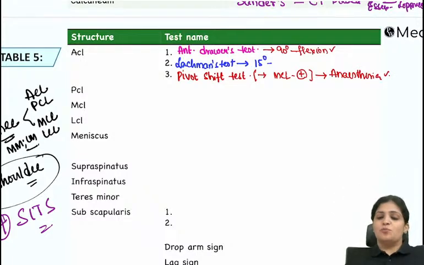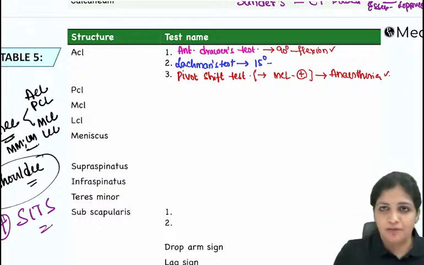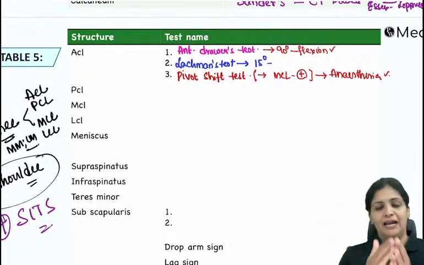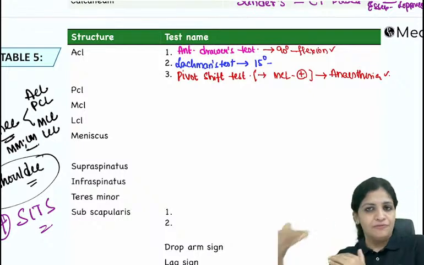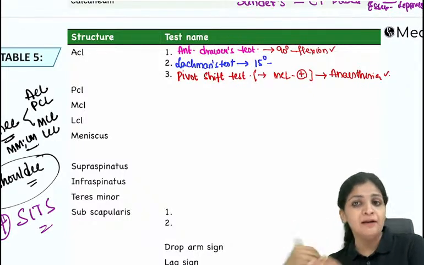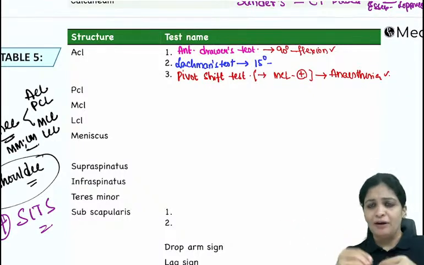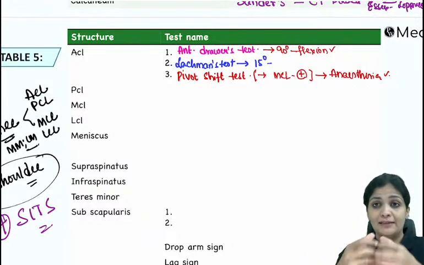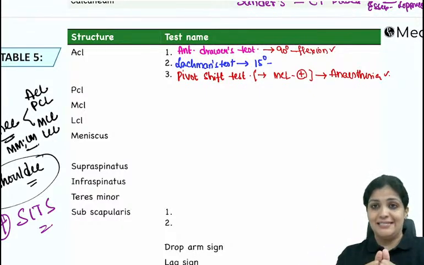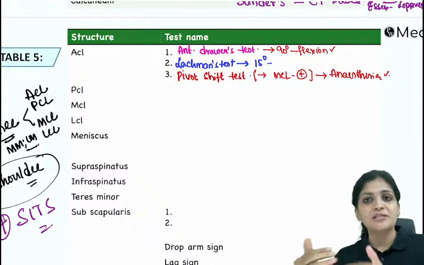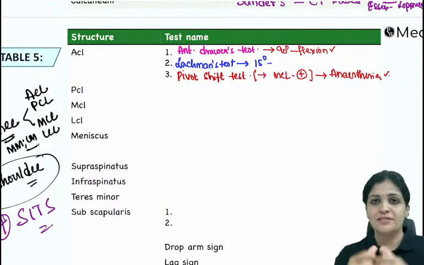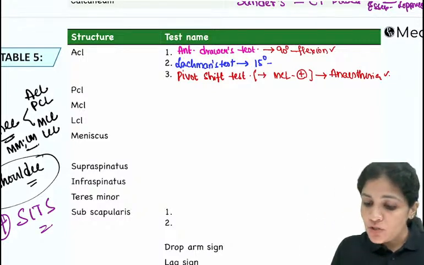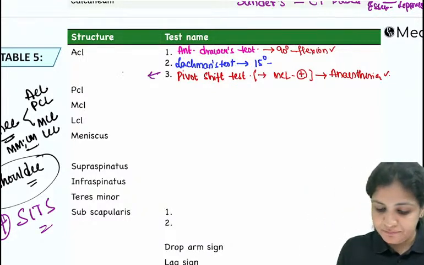Why am I telling you this is a very specific test? Once we do an ACL reconstruction, say we have come across a patient who had an ACL tear and an MRI was done. We have confirmed it and now we have performed a reconstruction. That means you have taken a ligament from another area and constructed the ACL. Now, how do you know that this ligament is actually working as an ACL? We do the pivot shift test and the anterior drawers test to confirm. So the pivot shift test is supposed to be the most specific.